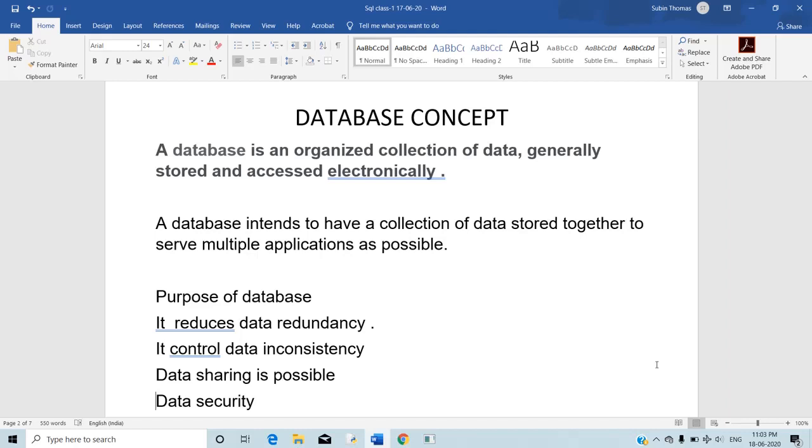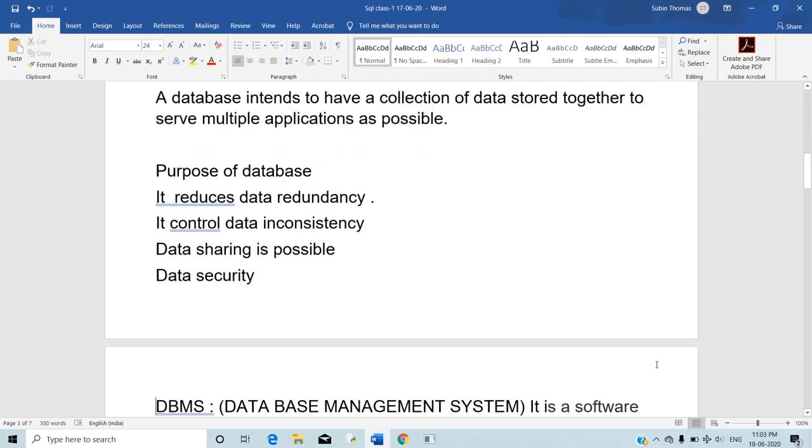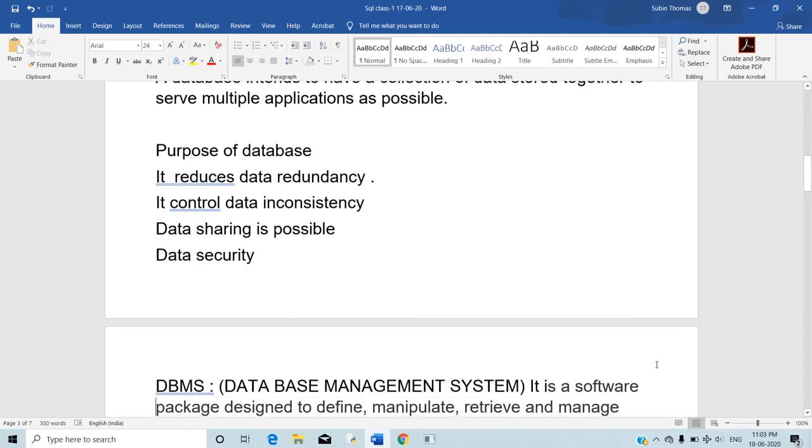And the fourth main purpose is data security. Data which is stored in a database must be secure. That means you can protect it by using different types of security methods. You can give password protection for your database. Only those who know the password can access its content. So that is your data security.